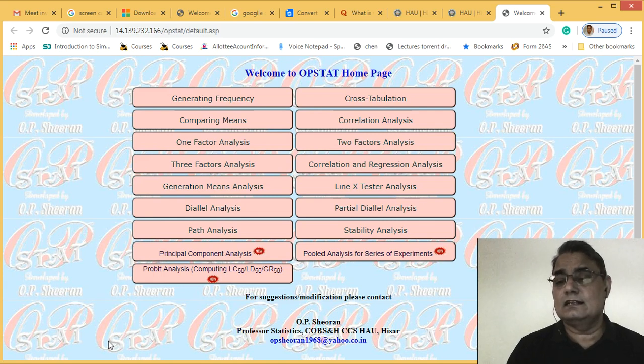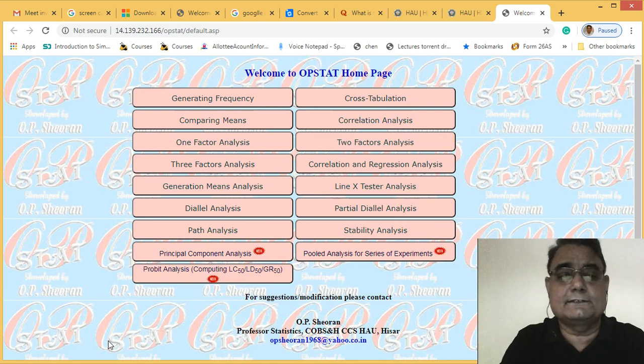Then line into tester analysis, in which various lines are crossed with testers. Every line is crossed with tester. So line into tester analysis is possible for taking the line, the crosses data only, with included the parents, without including the parents, computing the heterosis, etc., etc. All such statistics are available in line into tester analysis.